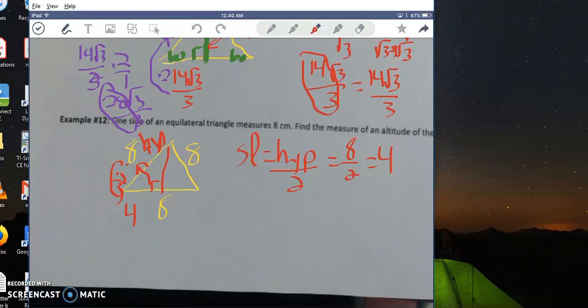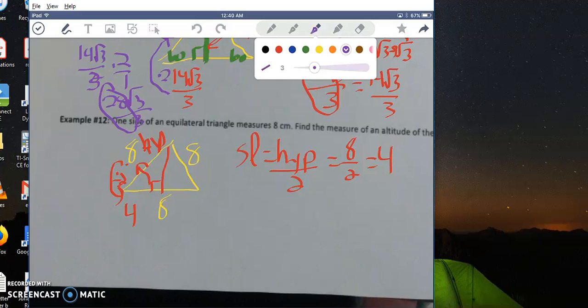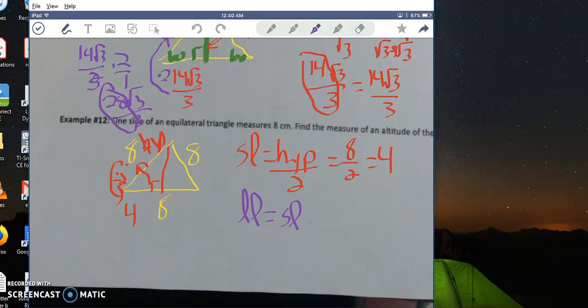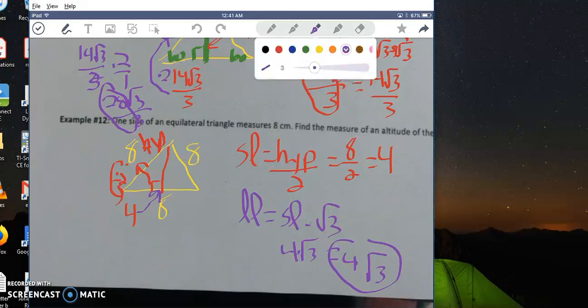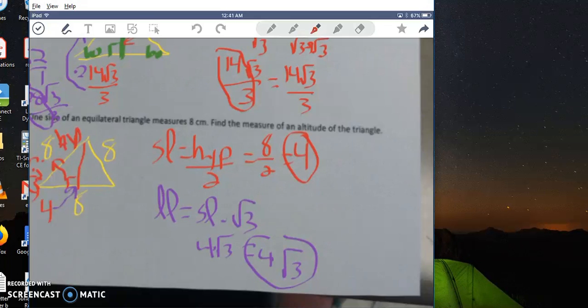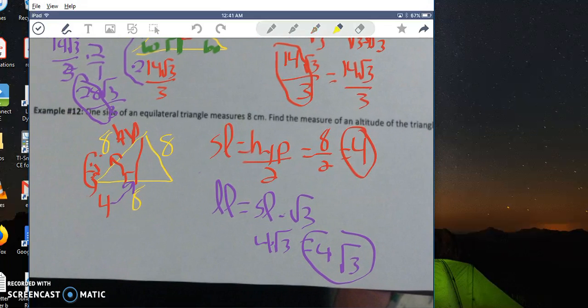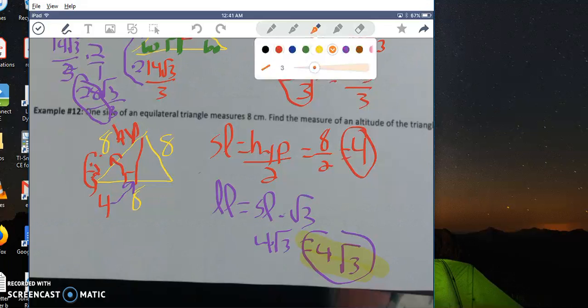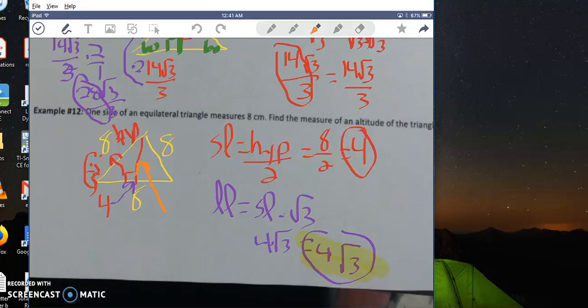Okay? Pretty simple. So now if we want to try to find the long leg, we take the short leg. So long leg is equal to short leg times radical 3. So we multiply our way up. And in this situation, we have 4 times radical 3, which is just 4 radical 3. So your altitude or your long leg is going to be 4 radical 3, and your short leg in this situation is going to be 4. But it asks for the altitude, find the measure of the altitude, which in this situation is going to be the 4 radical 3, also known as the portion that I just drew the arrow to.